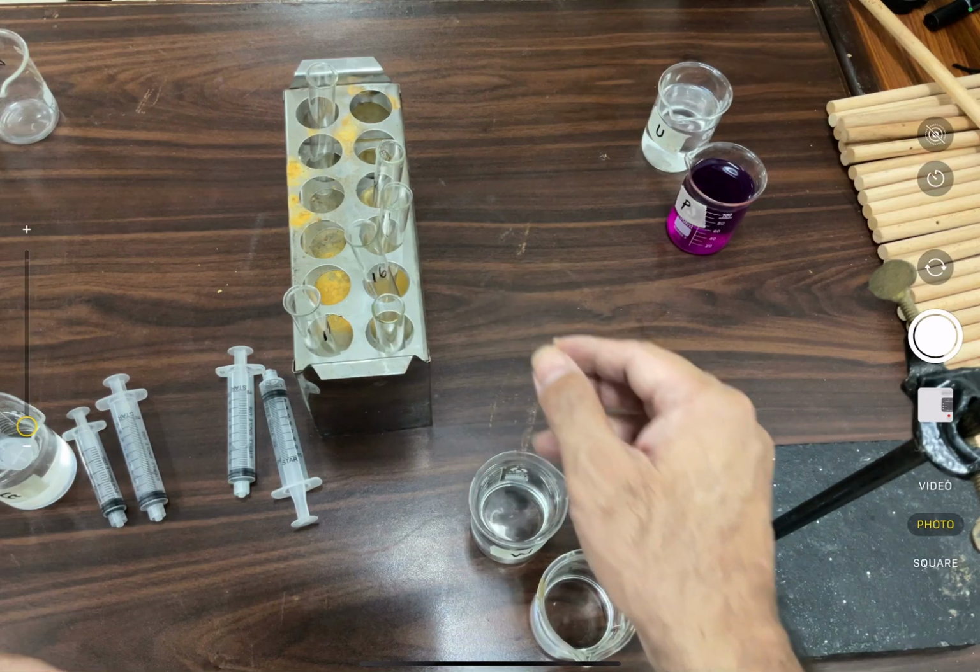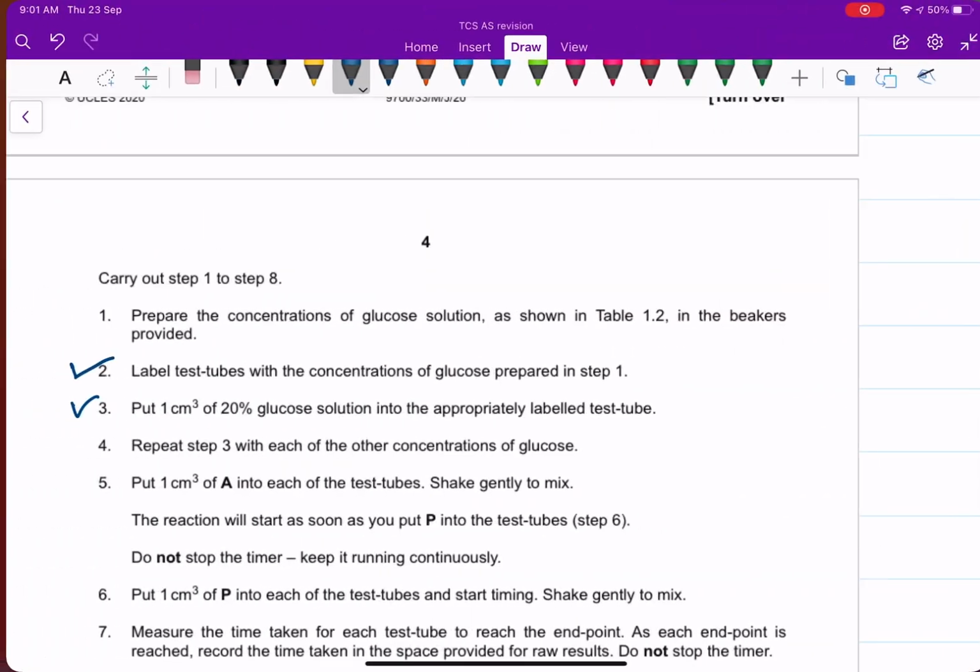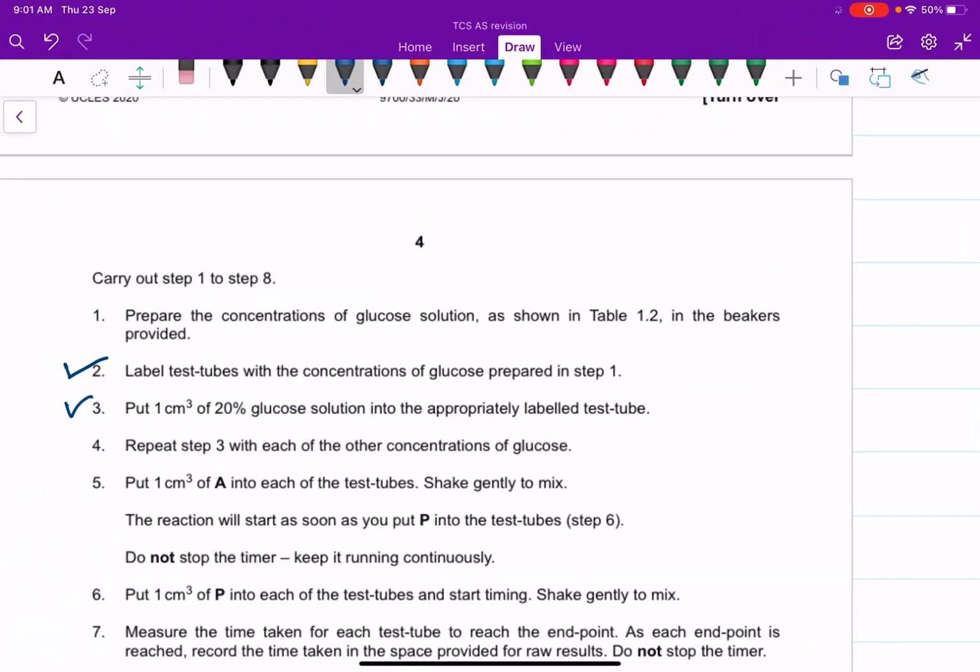Okay. The next point is: repeat step 3 with each of the other concentrations of glucose. So I'll put tick here. Okay. And I'll take the other volumes. Repeat step 3 with each of the other concentrations of glucose. So there are other concentrations that have been prepared accordingly. So you will take from these beakers.